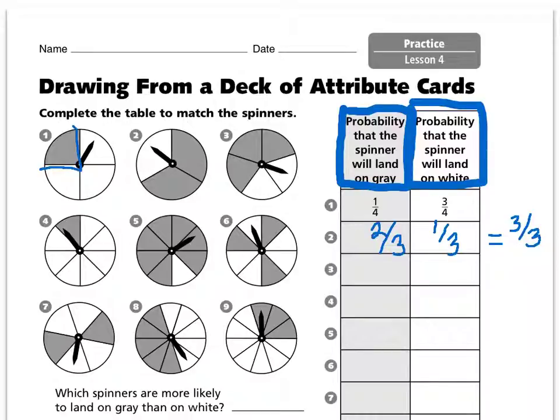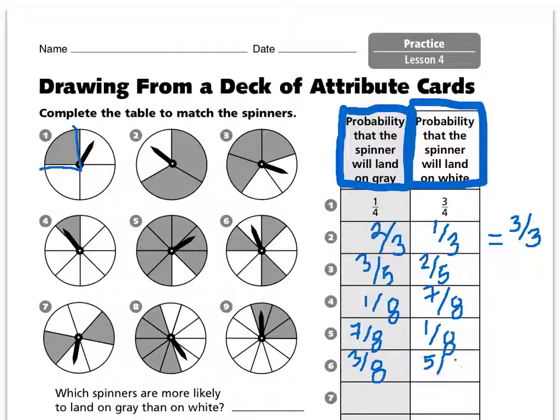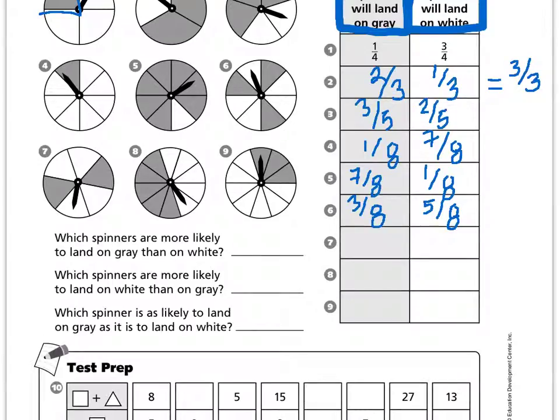Number 3, I have 3 out of 5 and 2 out of 5. Number 4, I have 1 out of 8 and 7 out of 8. Number 5, I have 7 out of 8, it's the reverse, and 1 out of 8 for white. For number 6, I have 3 out of 8 for gray, and then I have 5 out of 8 for white. 7, I have 2 out of 6, or 4 out of 6 for white.